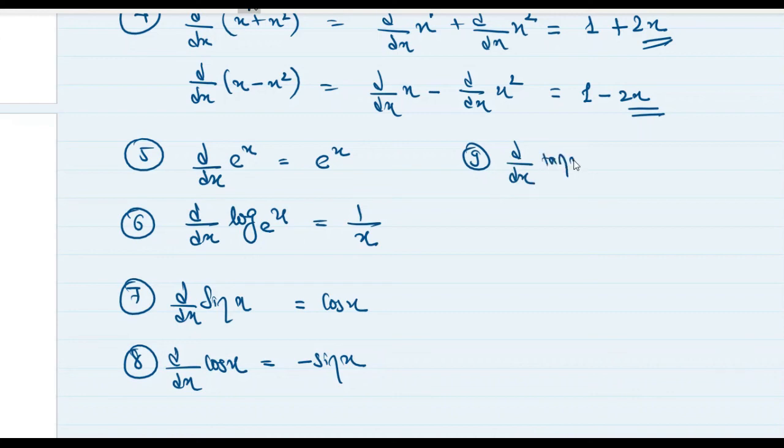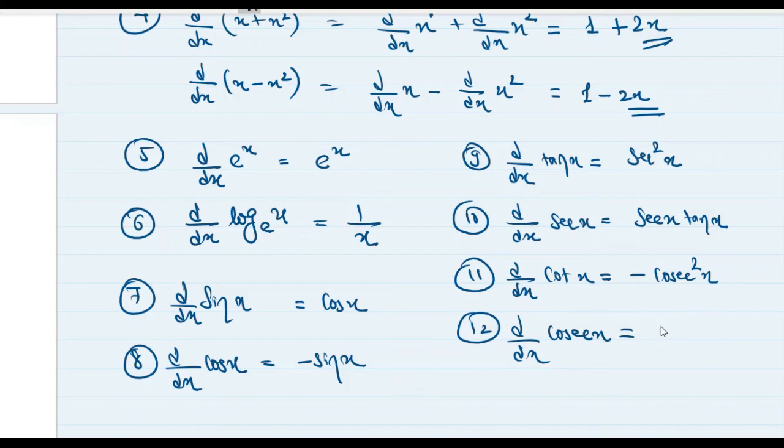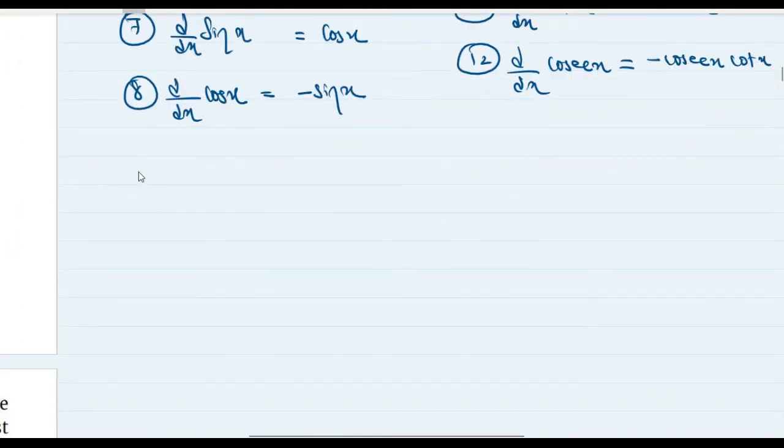The derivative of tan x is sec square x, the derivative of sec x is sec x tan x, and the derivative of cot x, we didn't take that, is minus cosec square x. The derivative of cosec x is minus cosec x cot x. So these we studied. These are the normal rules of derivative. 12 formulae till now. The 13th formula is the power law. Sorry, product law.